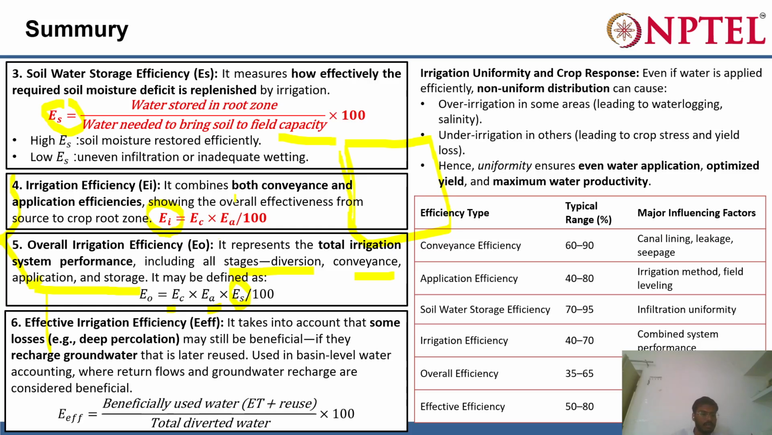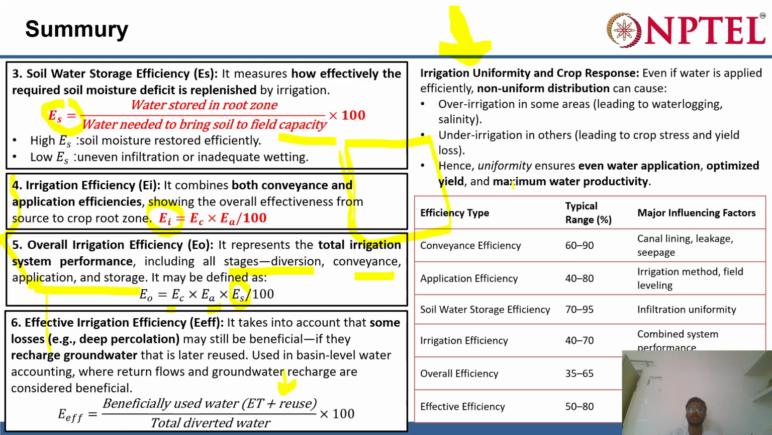So effective efficiency is given by beneficial use, like ET plus reuse, divided by total diverted water. And there is also the concept of irrigation uniformity, because just defining irrigation efficiency alone does not represent the overall goal of efficient use of water, but you also need to check irrigation uniformity and crop response.